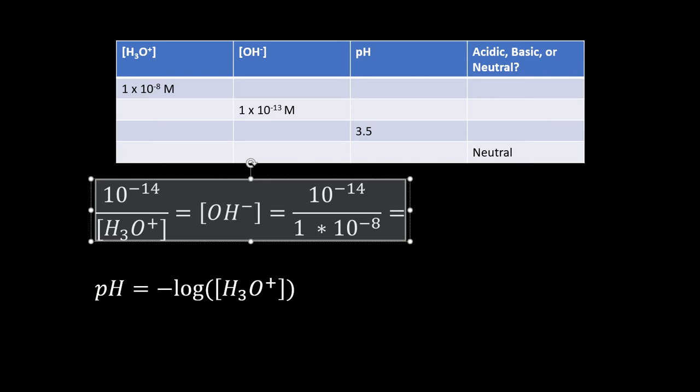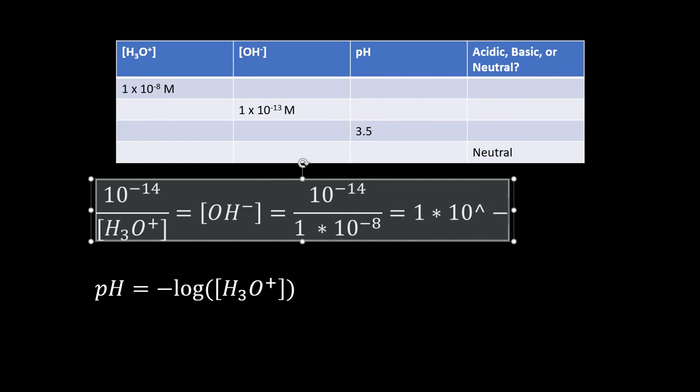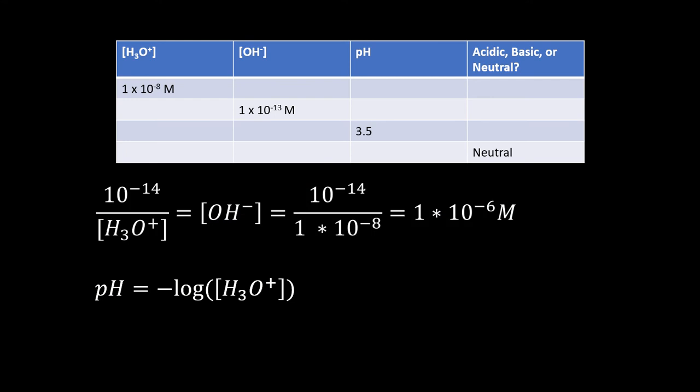And that came out to be 1 times 10 raised to negative 6th molars, or moles per liter. Now, we already know our hydronium ion concentration. So, in order to solve for the pH value, we simply need to take the negative log of whatever our hydronium ion concentration is.